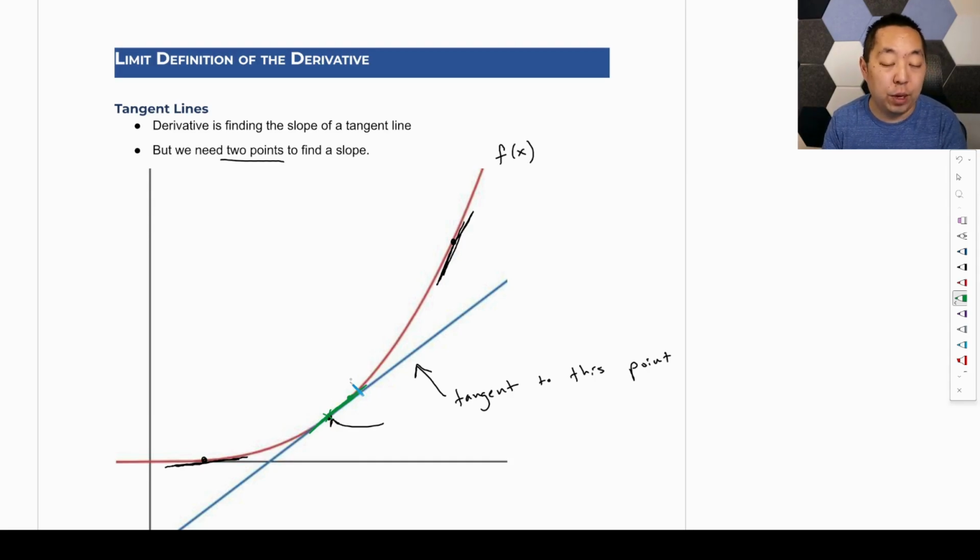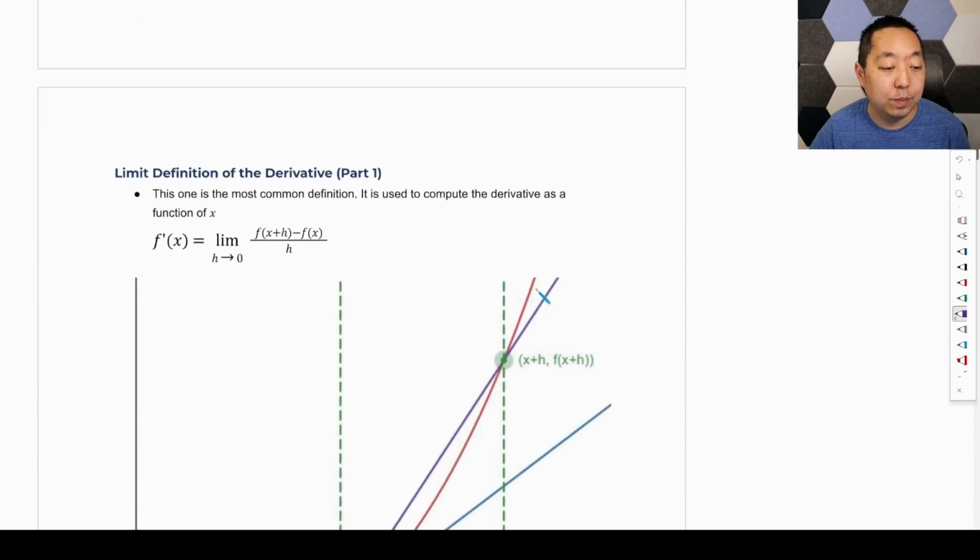You might just take 2 points, connect them, and that will be the slope that we'll use to approximate. And you can imagine if those 2 points were closer together, it would be more accurate. Picking these 2 points is more accurate than picking this point and this point and drawing a line. It's not going to be as accurate. So the closer the 2 points are, the more accurate the slope is going to be. And that's exactly what we're going to do.